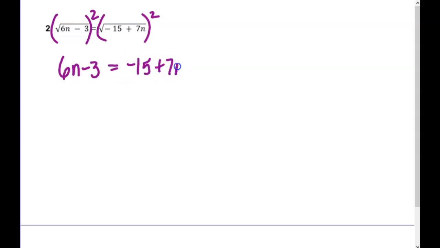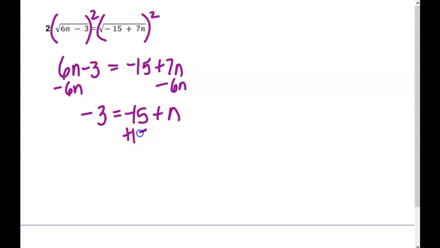This is ugly, but it's actually one of the easiest kinds. Because it is one entire radical equal to one entire radical, when we square both sides, the radical just disappears. They cancel out. So we're allowed to square both sides and get 6n minus 3 equals negative 15 plus 7n. I think you could move any one of those. I think I'll subtract that. And then add the 15 over here. I got 12. Did anyone do it and get, anyone else get 12?